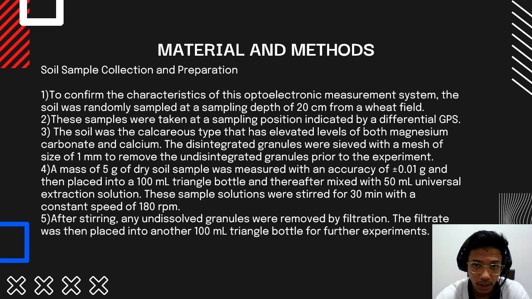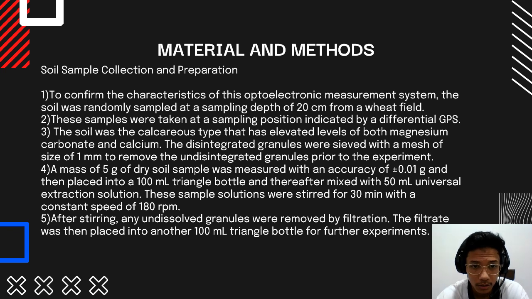Okay, for the materials and methods, the subject of this technology is soil. The first one is soil sample collection and preparation. To confirm the characteristics of the optoelectronic measurement system, the soil was randomly sampled at a sampling depth of 20 cm from a wheat field. These samples were taken at sample positions indicated by GPS.